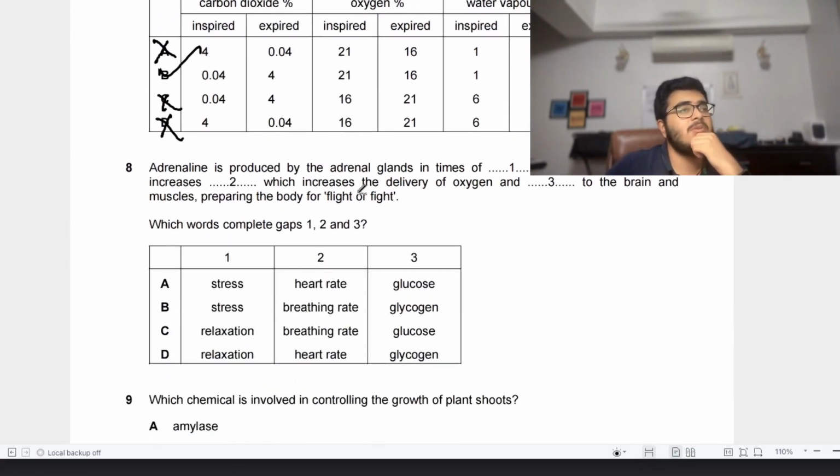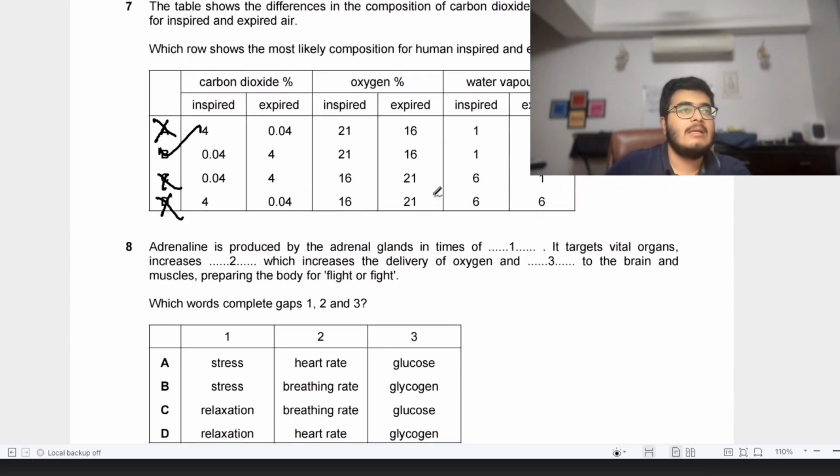Adrenaline is produced by the adrenal glands in times of relaxation? No, at times of stress. This is the fight or flight response. So it is there at the time of stress. It targets vital organs, increasing the dash, not directly the breathing rate.